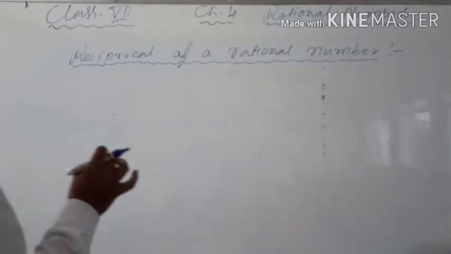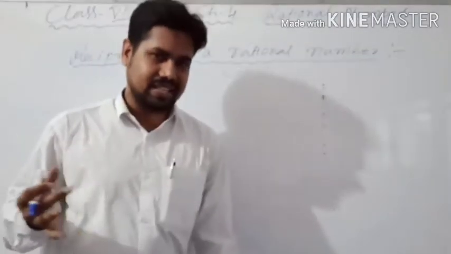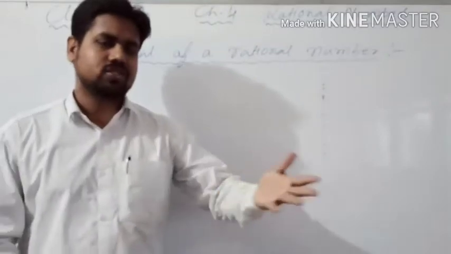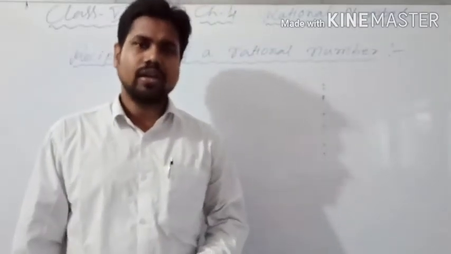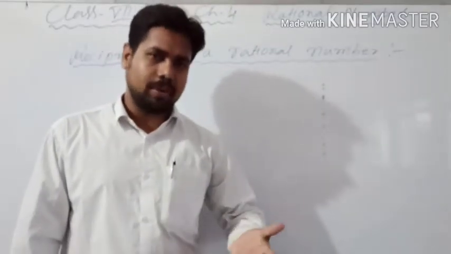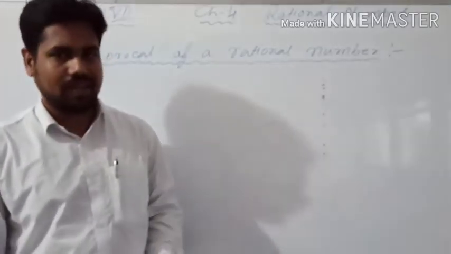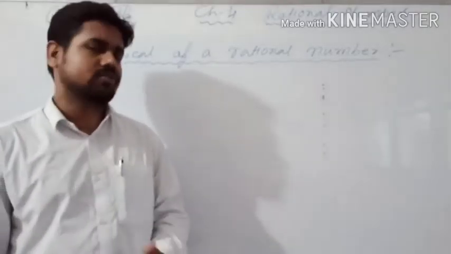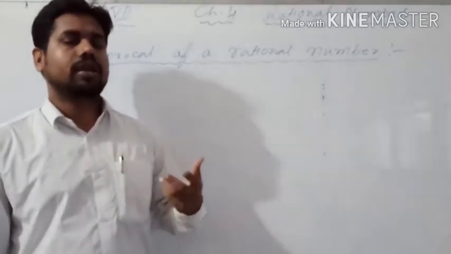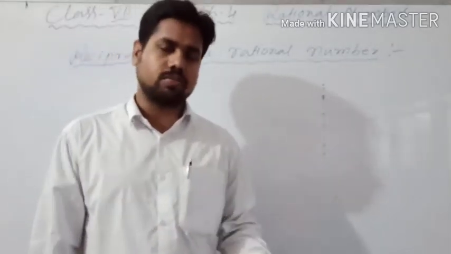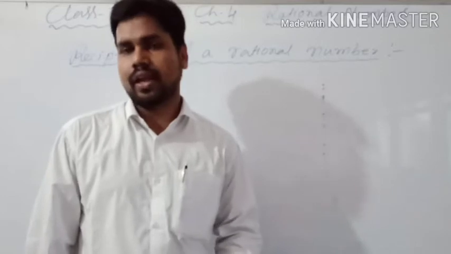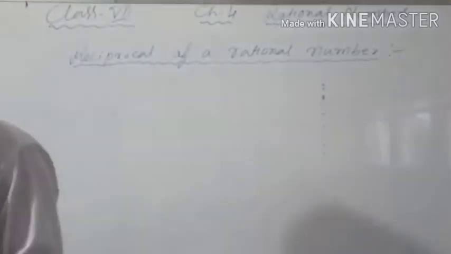Actually, the reciprocal of 0 doesn't exist. You can say that there is no value of this. So we cannot write 0 by 0. That is a simple thing. So we can say in a better way that there is no reciprocal of 0. Okay, so this is all about 0.